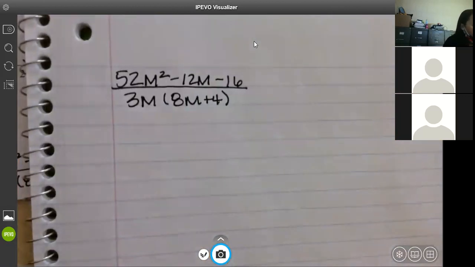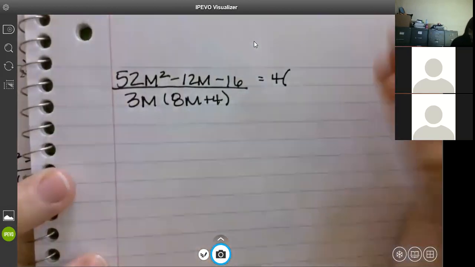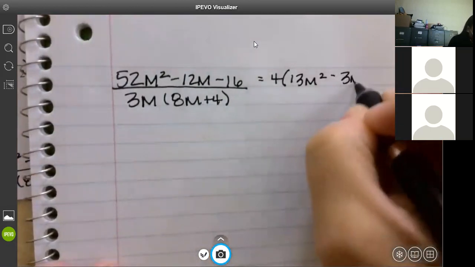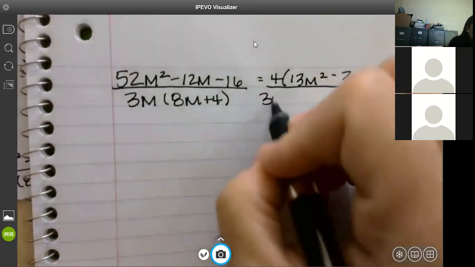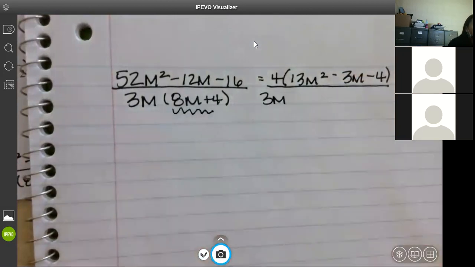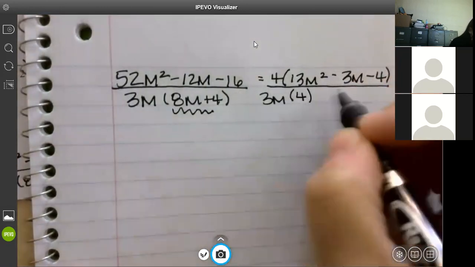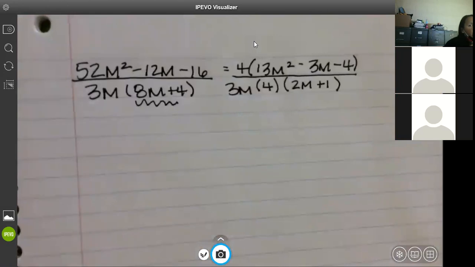What can you do? A GCF of what? What's that leave me with? Now be careful on the bottom. Okay, so we have 3m, but look at this. What do you notice? There's a GCF in that too as well. You guys see that? What's your GCF there? 4. Which leaves you with 2m plus 1. What's that help you do?